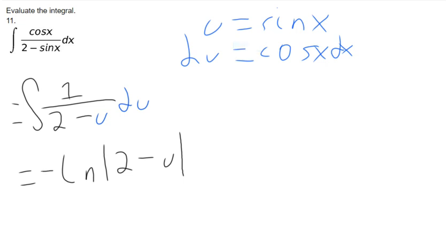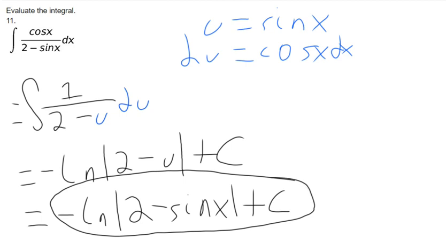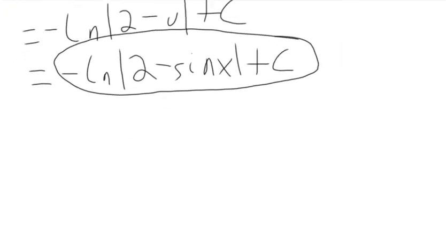And because we have to find all the antiderivatives, I have to add an arbitrary constant. And now we have to put the u back as x. So we have negative natural log absolute value of 2 minus sine of x plus a constant. Now if you like, you can put this down for your answer, and it will be correct. But if they give this to you on a multiple choice question, they'll probably play with you a little bit.